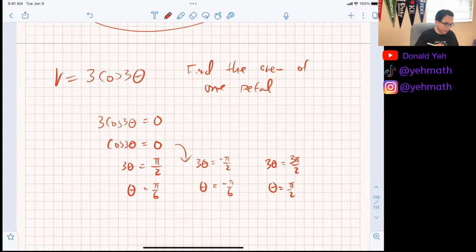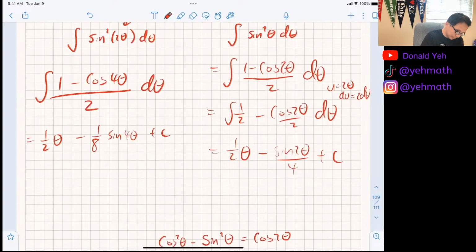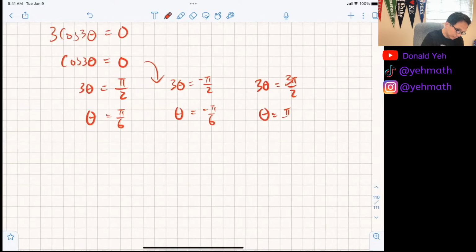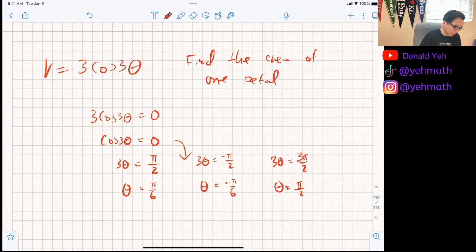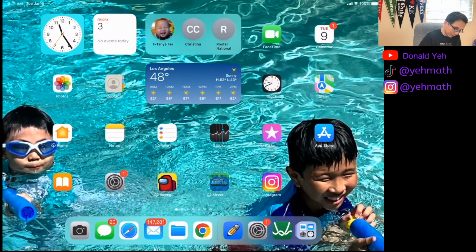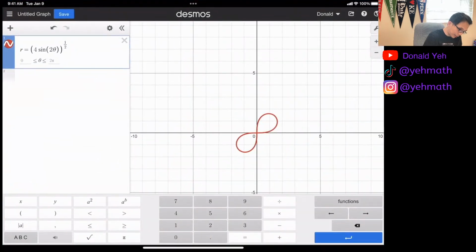Pi over 2. Okay, so let's see what's the correct thing to do. So this one is 6, right? This is a 3. So that's pi over 2. Yeah, it's because of the inverse and the boundaries. We're just going to investigate because this is interesting. This is a good question. So, just 3 cosine 3 theta. So, we're going to say r equals what's going to be?